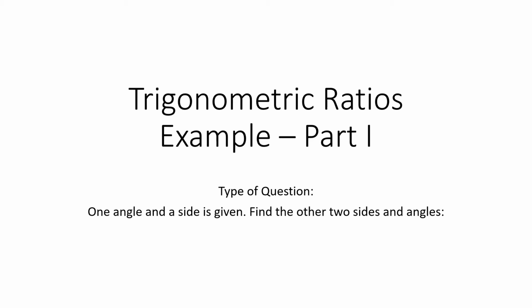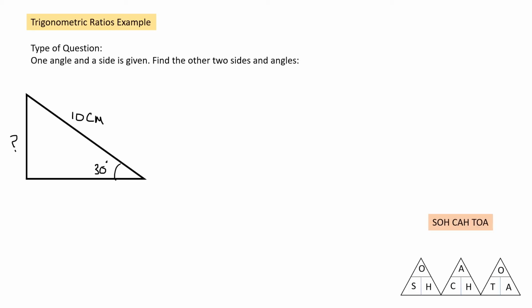Welcome back. In this video, we are going to do a couple of example questions to familiarize with trigonometric ratios. When it comes to trigonometric ratios, there are two types of question. One type of question is where the angle and side are given for a triangle, and we need to find the other sides and angles. If you look at this question, we have a right angle triangle, and the angle is 30 degrees, and they have given another side which is 10 centimeters.